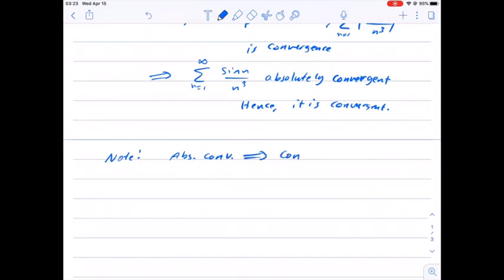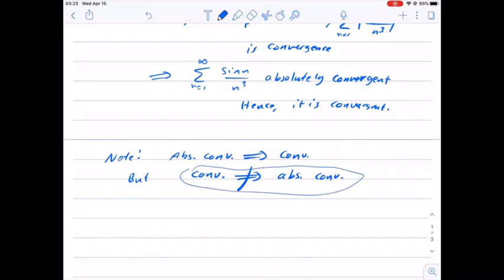Now in general, absolute convergence implies convergence, but convergence does not imply absolute convergence. For the second case, we may think of the following series. The series (-1)^(n-1) over n.